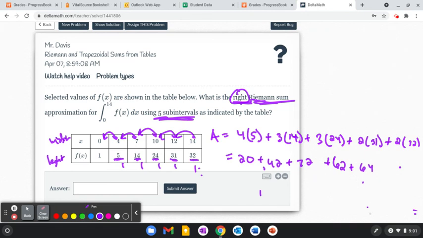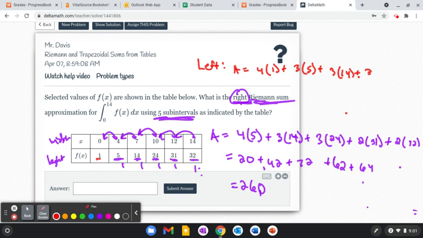All right, and we get 260. If we were to have done the left Riemann sum, it would have been very similar. Let me show you real quick. The delta x's would be the same, so it'd be 4, and then we'd start with 1. So 4 times 1 plus 3 times 5 plus 3 times 14 plus 2 times 24 plus 2 times 31. Very similar, not hard to do. All right, let's go ahead and type that in. It's 260.